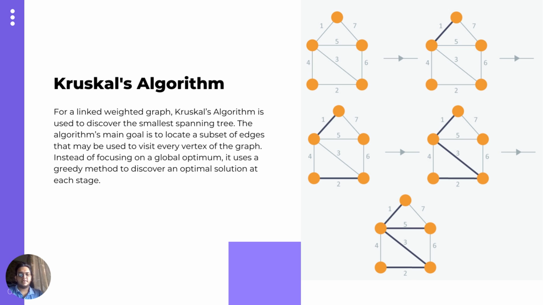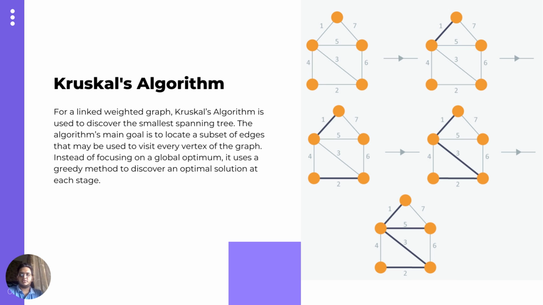The algorithm's main goal is to locate a subset of edges that may be used to visit every vertex of the graph. Instead of focusing on a global optimum, it uses a greedy method to discover an optimal solution at each step. Now the question arises, how is an MST generated with Kruskal's algorithm?